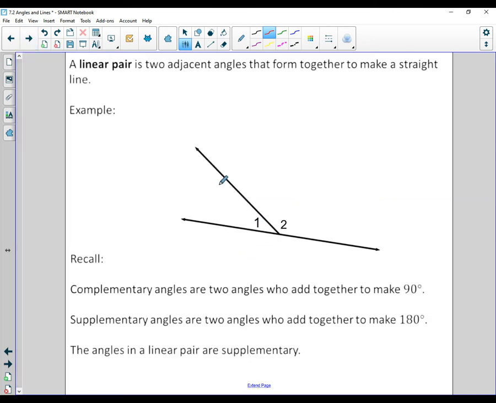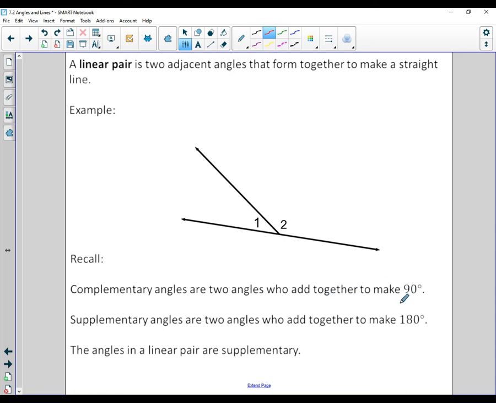All right, a linear pair is two adjacent angles, and adjacent is a fancy word for next to, that together form a straight line. So basically, if you see a linear pair of two angles, that just means that together they make a straight line. So angles 1 and 2 together make 180 degrees, or a straight line. And recall, complementary angles are two angles that add together to make 90 degrees, and supplementary angles are two angles that add together to make 180 degrees. And so the angles in a linear pair are supplementary because they make a straight line, which is 180 degrees.